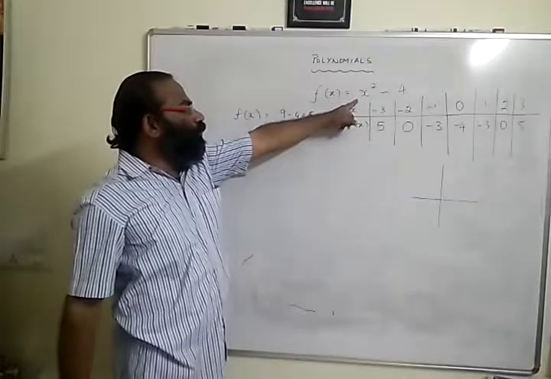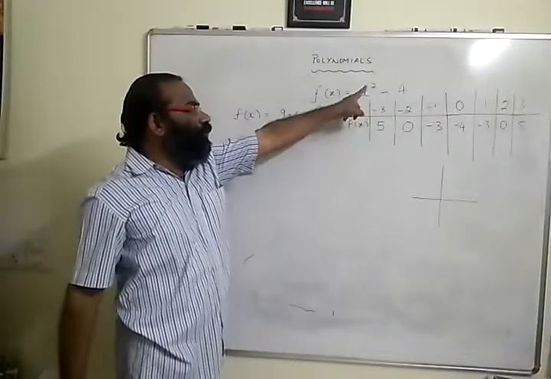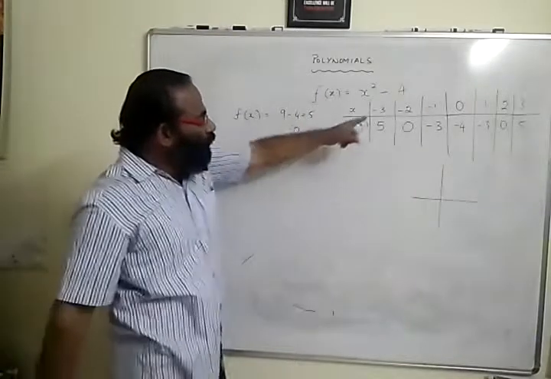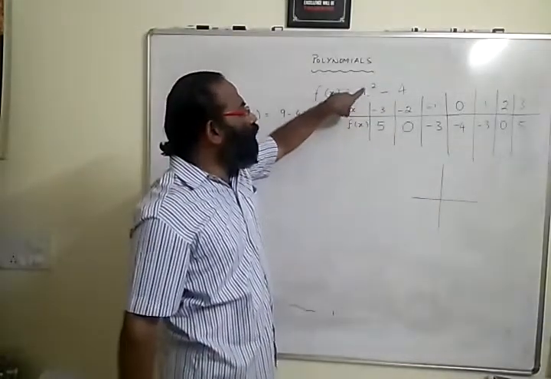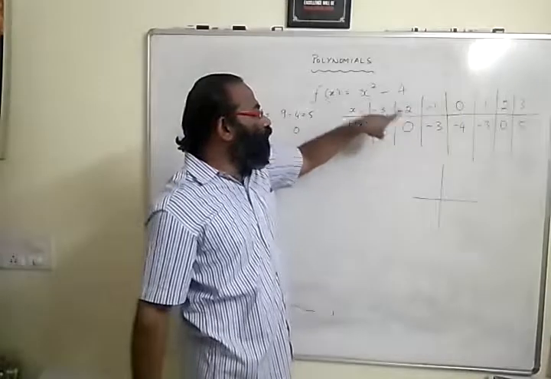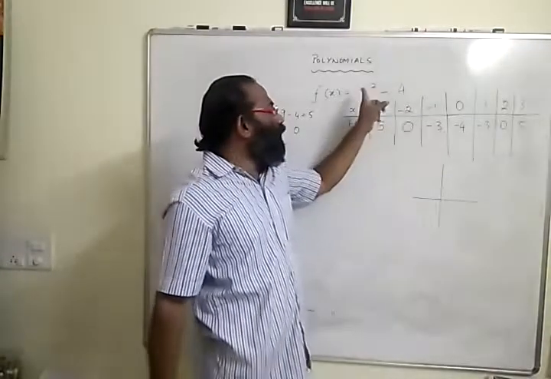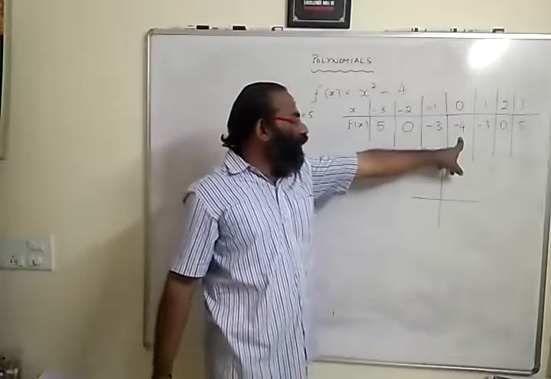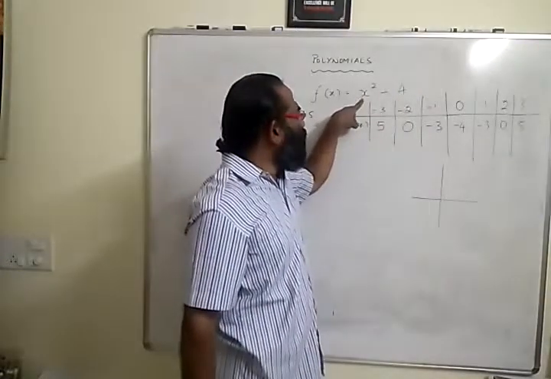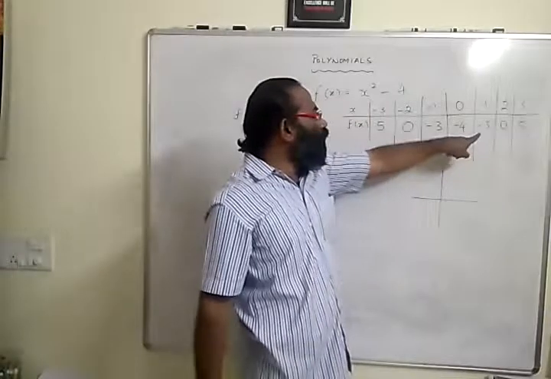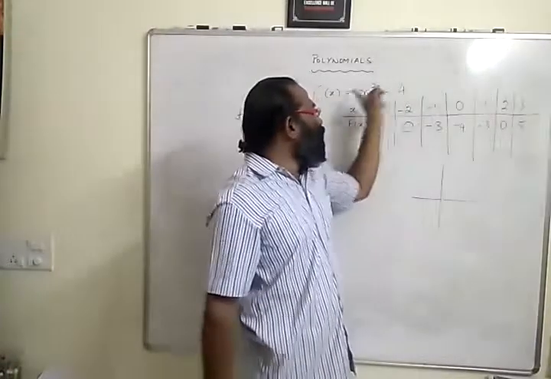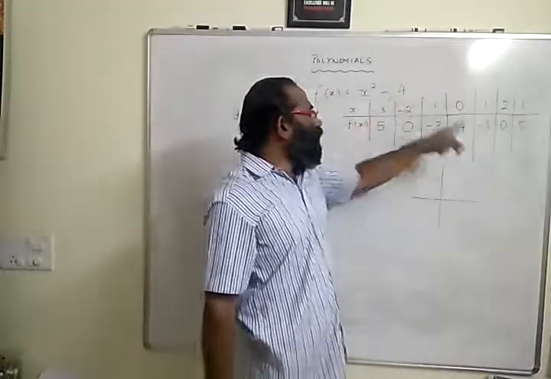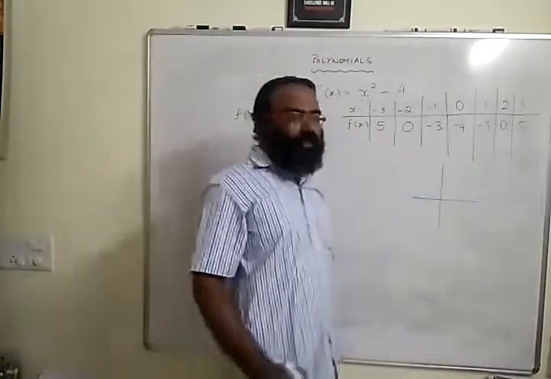So when x is minus 2, minus 2 whole squared is 4, 4 minus 4 is 0. Now the next one, when I put minus 1, minus 1 whole squared is 1, minus 4, that is minus 3. And when x is 0, the whole polynomial becomes minus 4. When x is 1, again you would see 1 squared minus 4, that is minus 3. Then when x is 2, 2 squared is 4, 4 minus 4 is 0. And for 3, you can see it's 5.